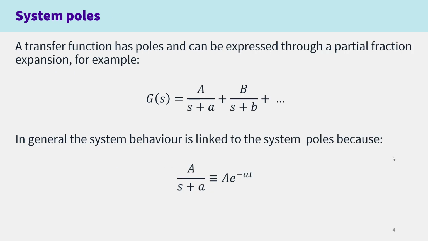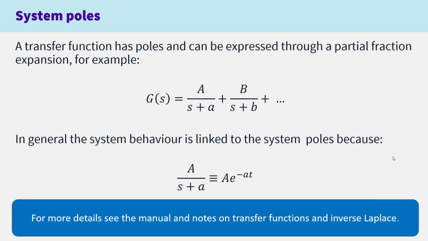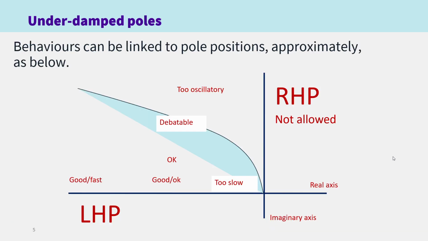System poles then. A transfer function has poles, and you can find these if you do a partial fraction expansion. For example, like the one here, g of s is a over s plus a plus b over s plus b, and so on. In general, system behaviour is linked to these system poles because you can find basically a link between a factor a over s plus a and the time domain behaviour capital A e to the minus a t. We're not going to dwell more on that because that's something you should see in the manual and in your notes on transfer functions and inverse Laplace.